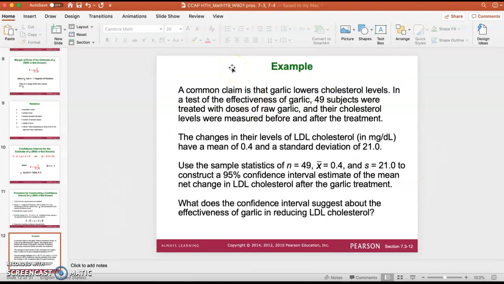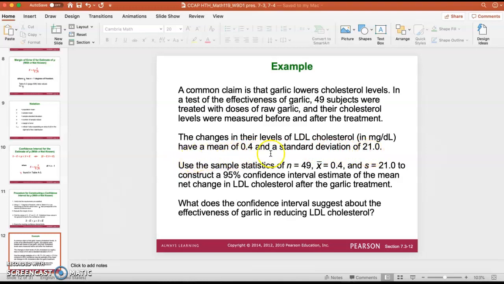So here's an example, and I'll show you what the t table looks like in just a bit. A common claim is that garlic lowers cholesterol levels. In a test of the effectiveness of garlic, 49 subjects were treated with doses of raw garlic, and their cholesterol levels were measured before and after the treatment. The changes in their levels of LDL cholesterol, in milligrams per deciliter I believe, have a mean of 0.4 and a standard deviation of 21.